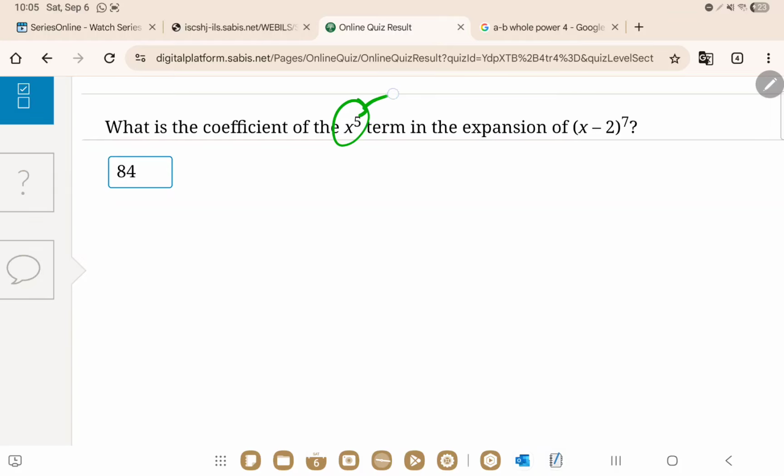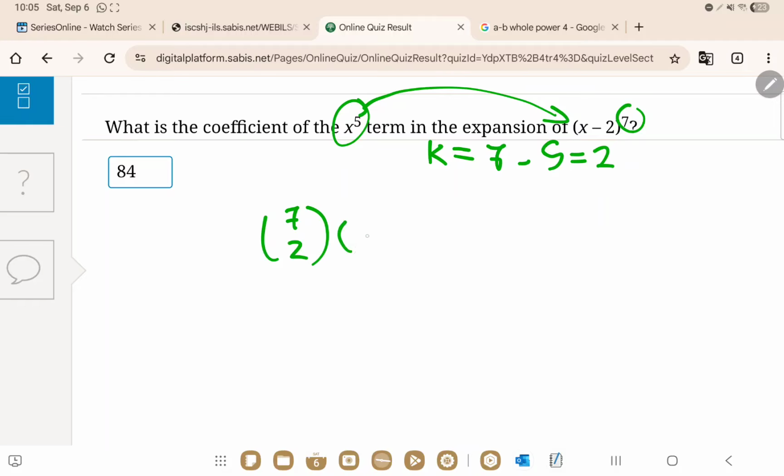First of all, check where is x. X is in the a value, so k equals the power of x minus the power needed, so it's always equal to 2. So now we just solve for the second term. So 7c2 into x to the power of k minus 2, n minus k, and k is 2, so 7 minus 2, and minus 2 to the power of k is minus 2 to the power of 2.